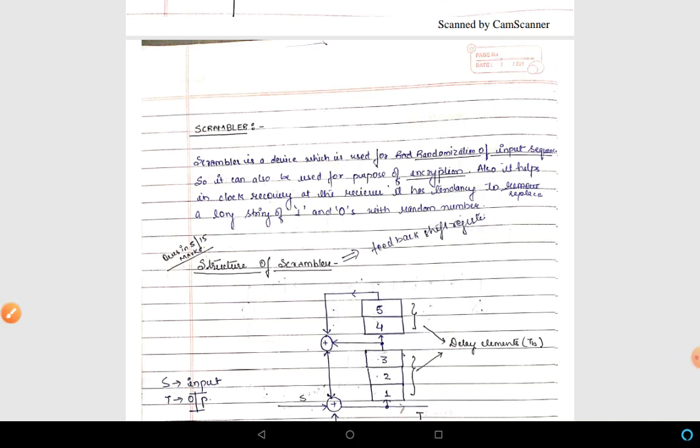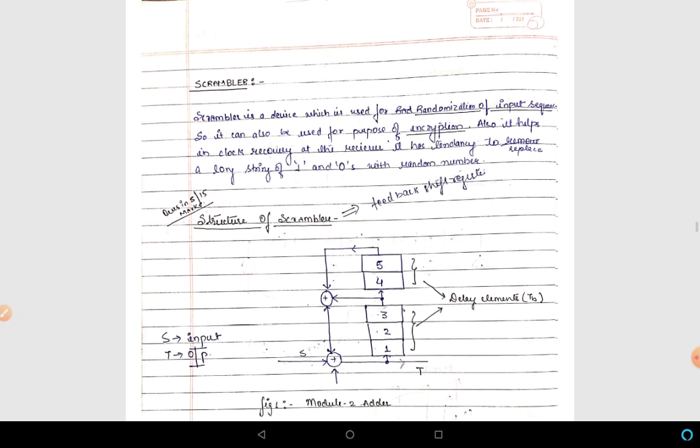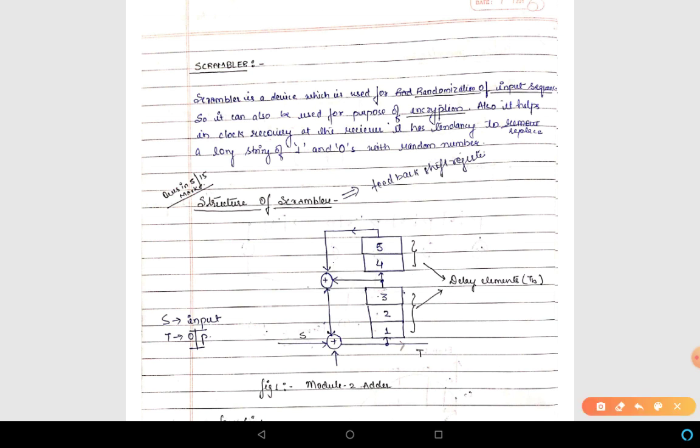So in this lecture we'll see another topic which is called a scrambler. The scrambler is an important part in communication engineering. Not only is it part of communication engineering, it is part of data communication networks as well. There are many applications in which it is important to encrypt or randomize the data, so that an unauthorized user is unable to use that data.